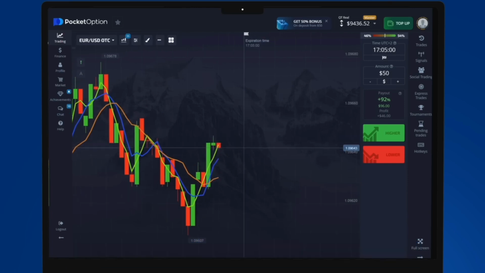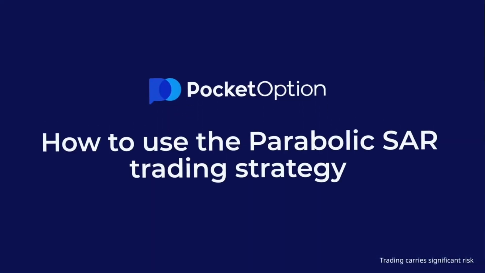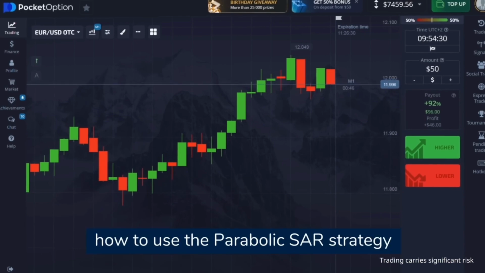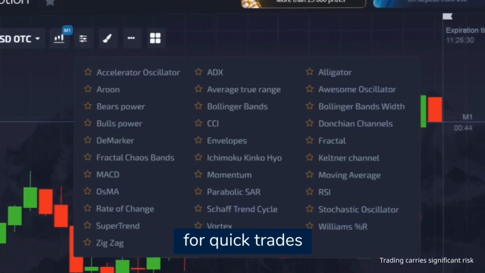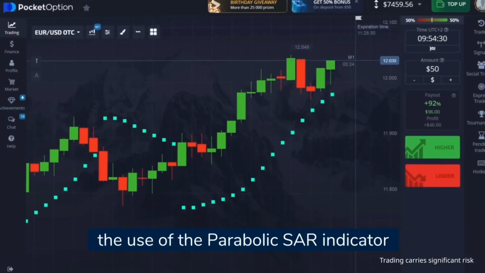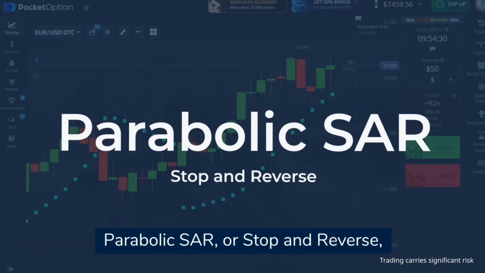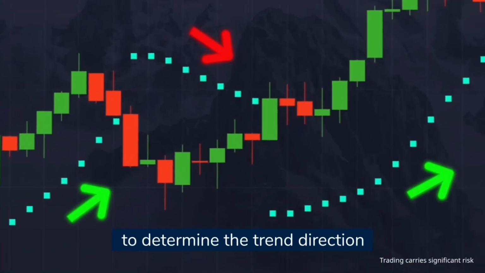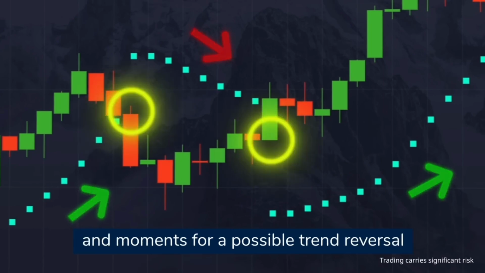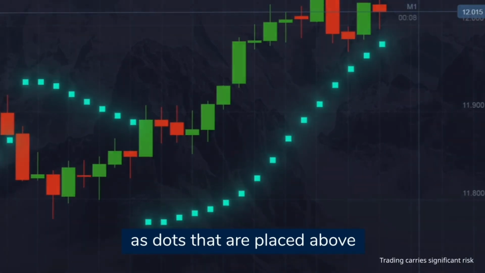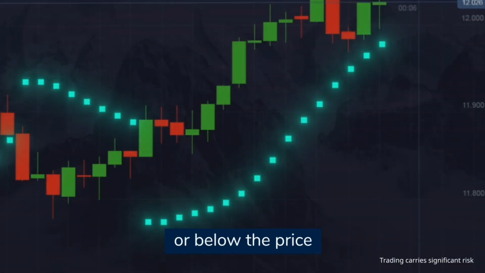How to use the Parabolic SAR trading strategy. Today, we'll show you how to use the Parabolic SAR strategy with quick trades starting at 5 seconds. This strategy is based on the use of the Parabolic SAR indicator. Parabolic SAR, or stop and reverse, is an indicator that helps to determine the trend direction and moments for a possible trend reversal. The indicator is displayed on the chart as dots that are placed above or below the price.